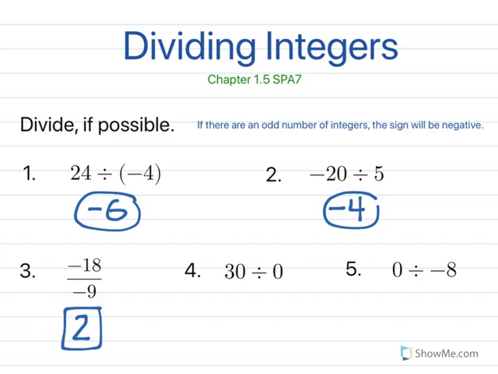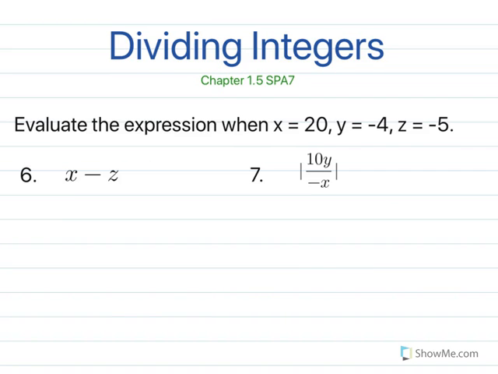I cannot divide 30 by 0. It's impossible. You can't even think about it. It's something that can't be done. And so if you divide by 0, the answer is called undefined, is what we usually say. So it means it can't happen. So for number 4, I'd write down undefined. And then for number 5, 0 divided by negative 8 would just end up being 0, because 0 divided by any number equals 0. Okay, let's go ahead and move on to solving some algebraic expressions with integers.